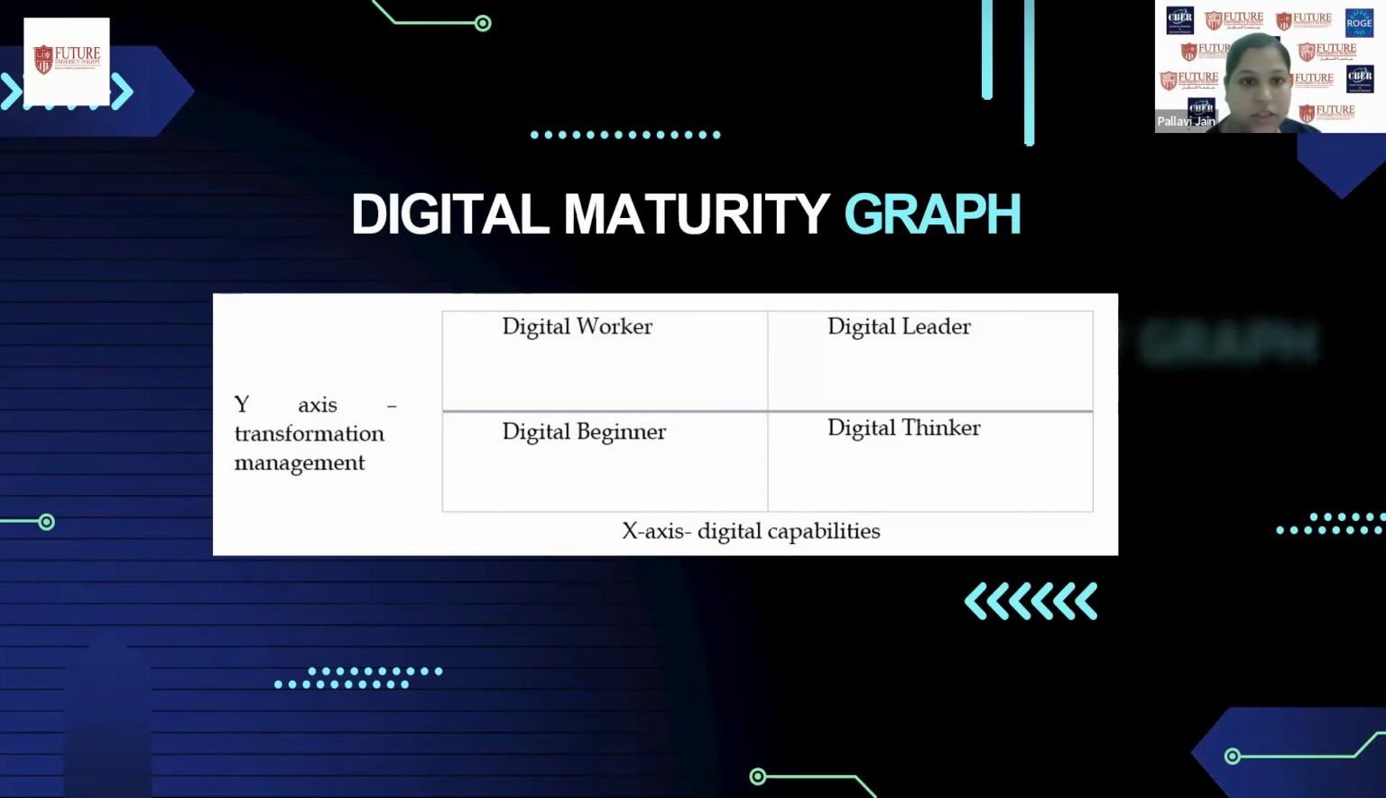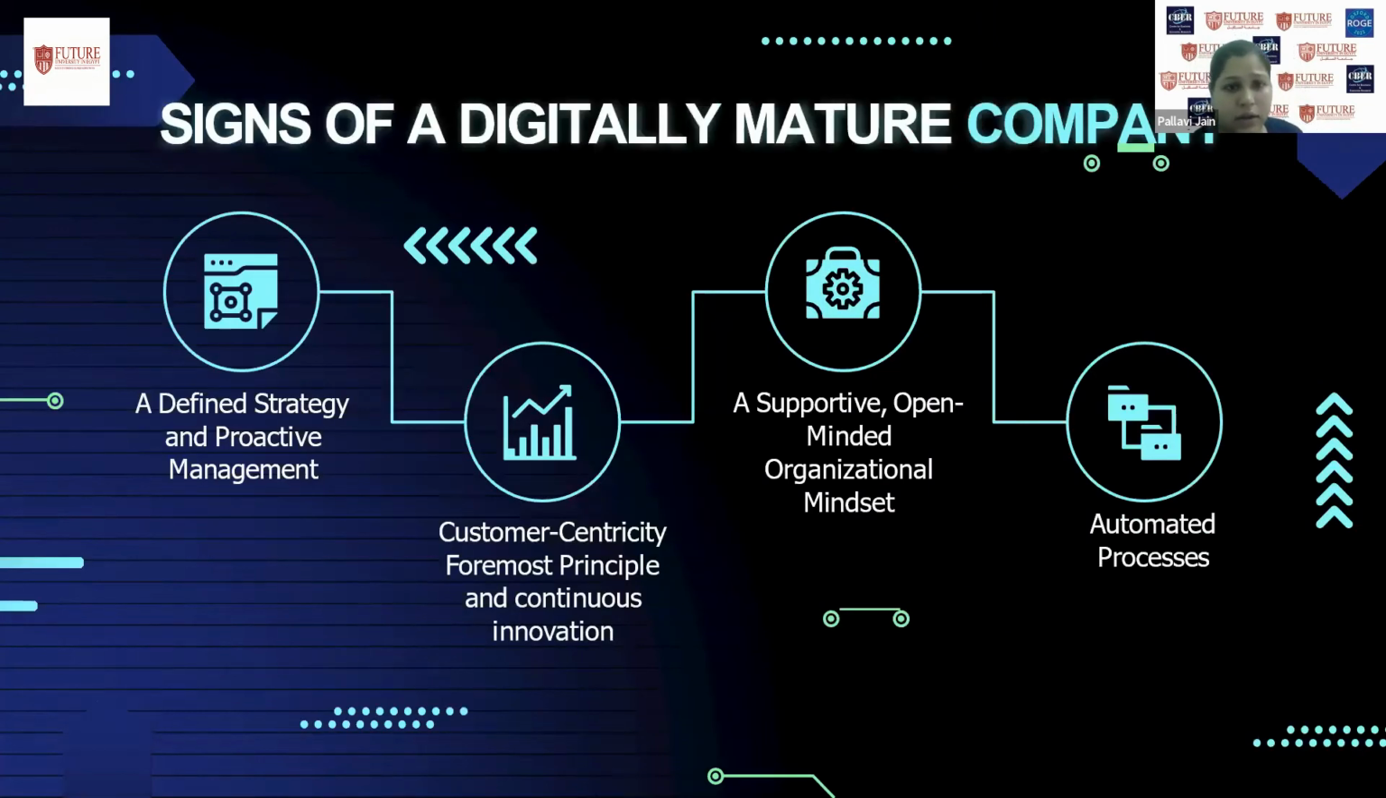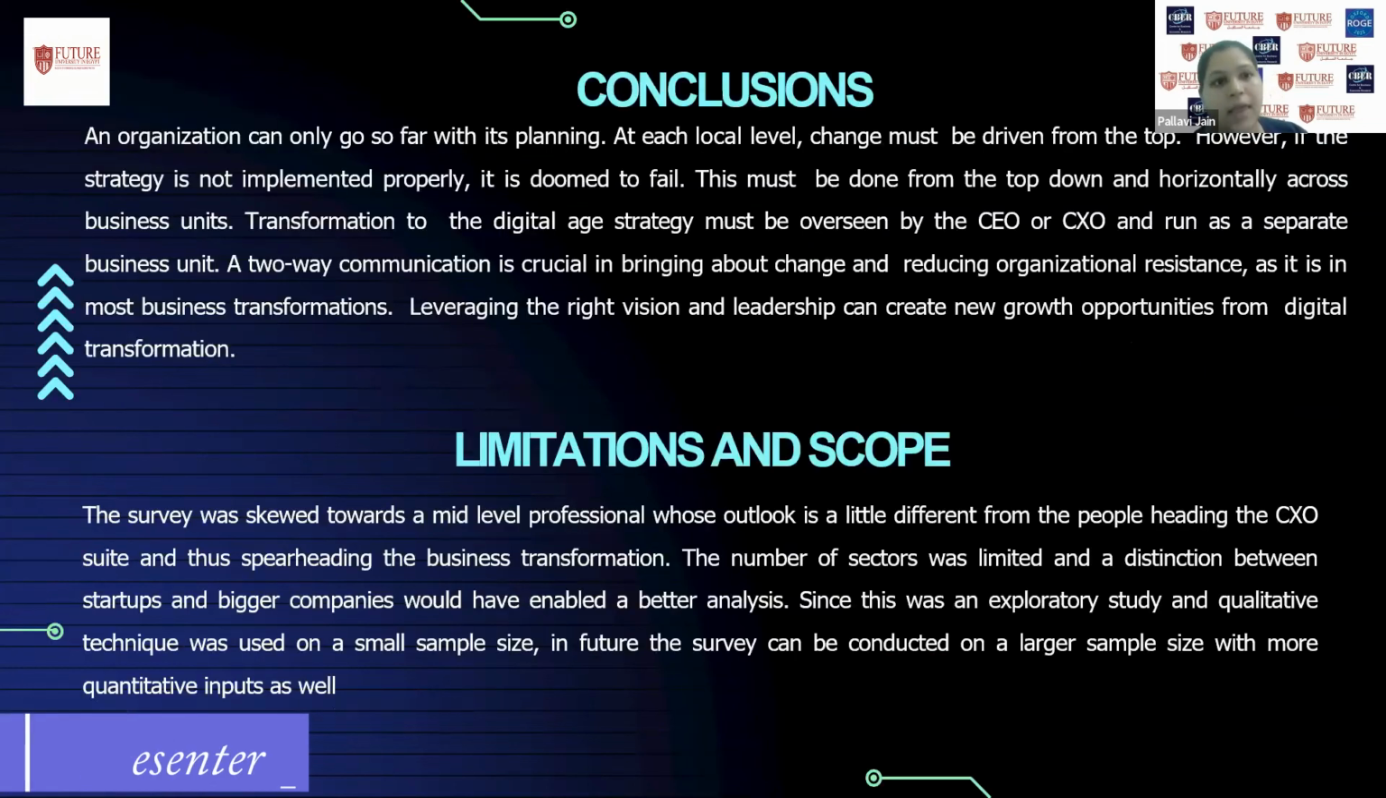So based on the digital readiness, there is a digital maturity graph, which is divided into four main quadrants: the digital worker, the digital leader, digital beginner, and a digital thinker. And how do we know that the company is digitally mature? They have a defined strategy and a proactive management. The customer centricity is their foremost principle. That is, the customer comes first, along with continuous innovation, an open-minded organizational mindset, and automated processes.